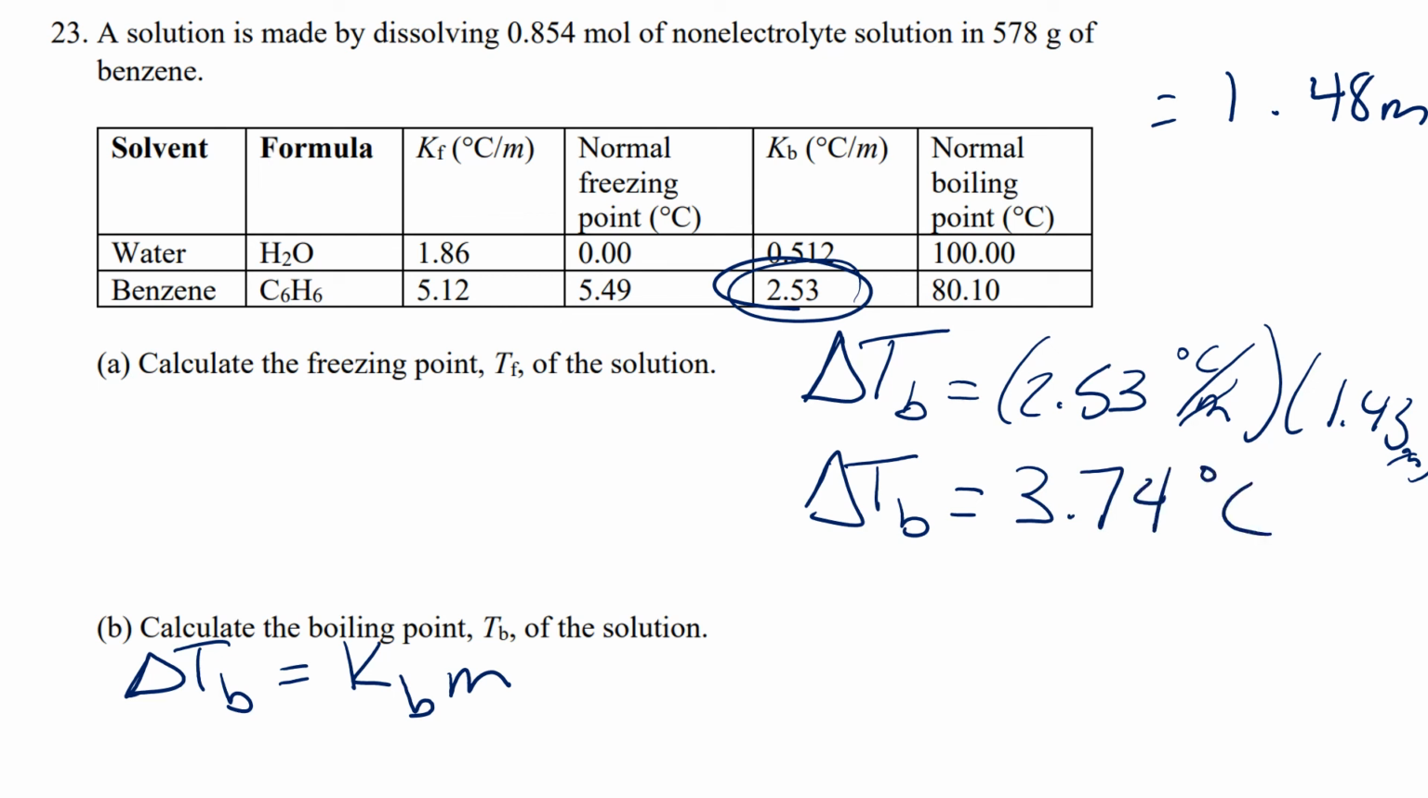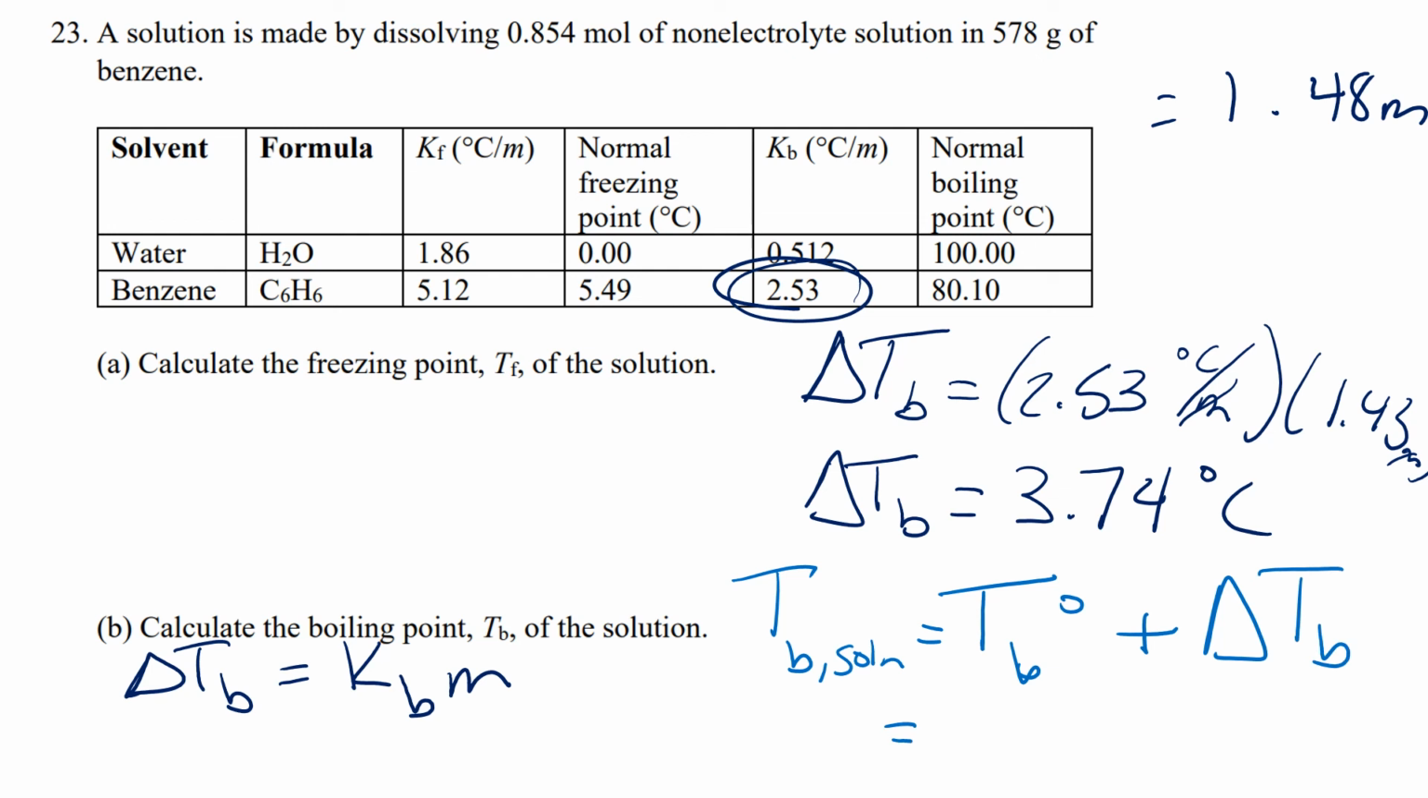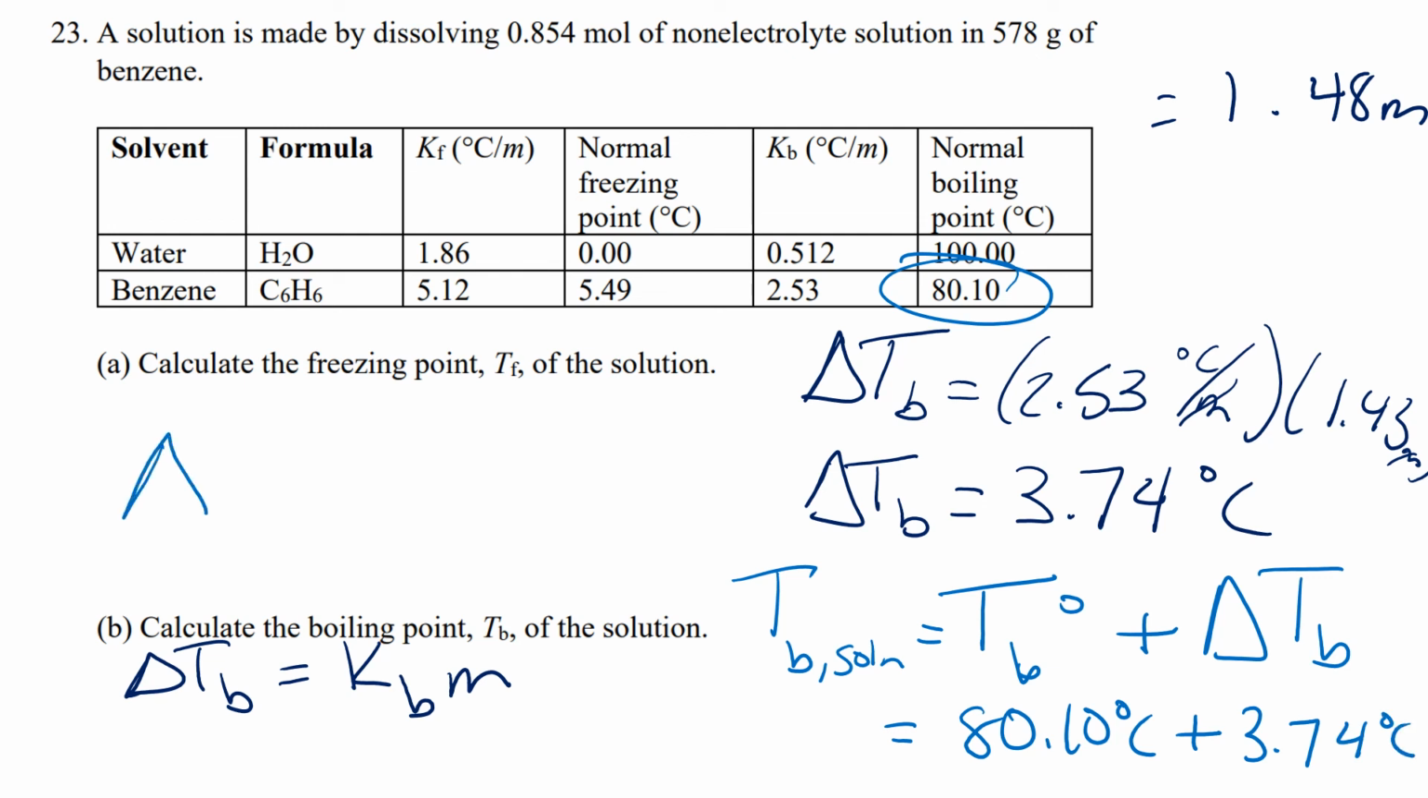So our boiling point of our solution is going to be equal to our boiling point of the pure solvent plus your boiling point elevation. So that's going to be our boiling point of your pure solvent, 80.10, plus 3.74. So the boiling point of the solution is equal to 83.8 degrees Celsius.